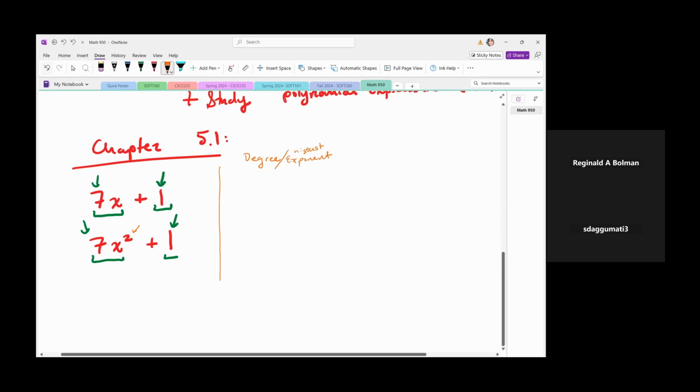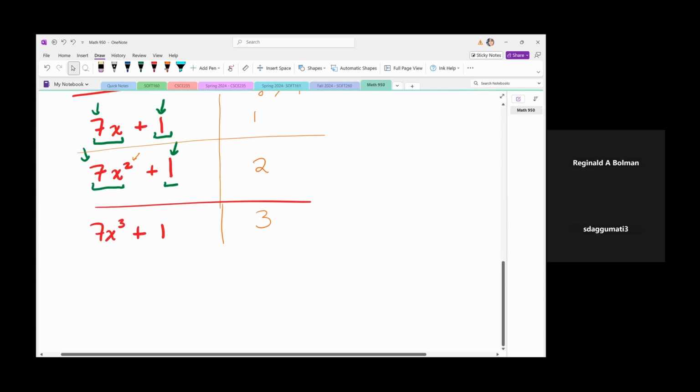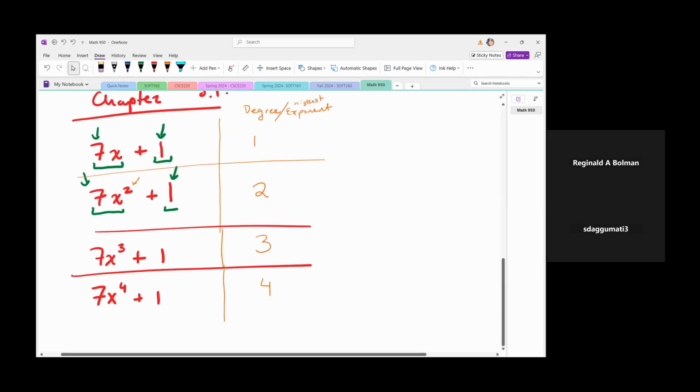inside of the equation. We would say that the first equation has a degree of 1, since we have that 7x term raised to the first power, and that's the highest degree that will exist there. Whereas this 7x squared term would be of degree 2. And if we had a third physical system that we might be analyzing, maybe 7x cubed plus 1, we would say that this system's degree would be 3. And we could keep going from here. 7x to the fourth plus 1, we would say that this system's degree is 4, so on and so forth.